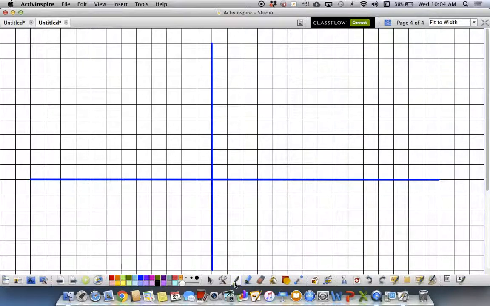Okay. Here we go. Their parabola hits at -3 and -1. And it goes this way.